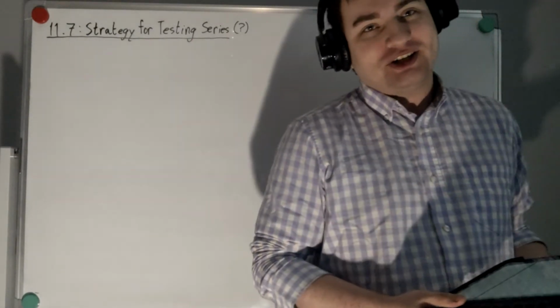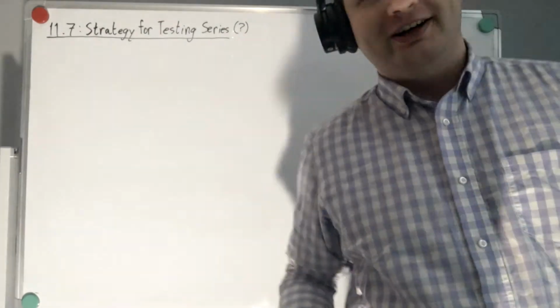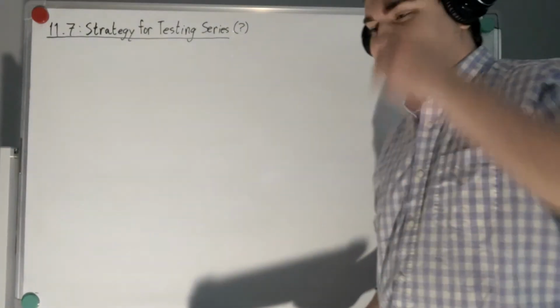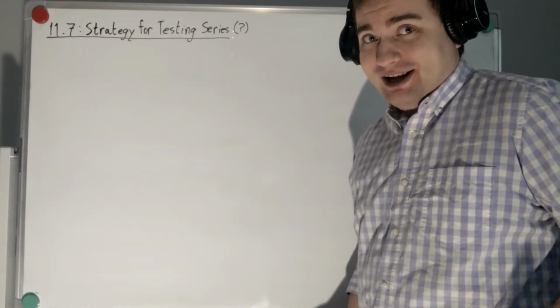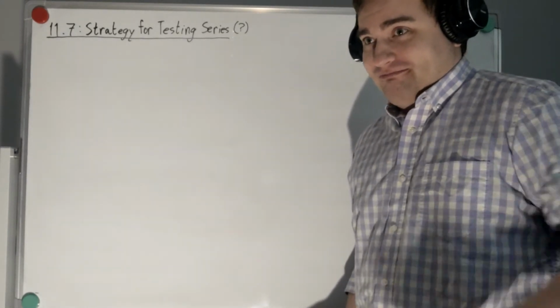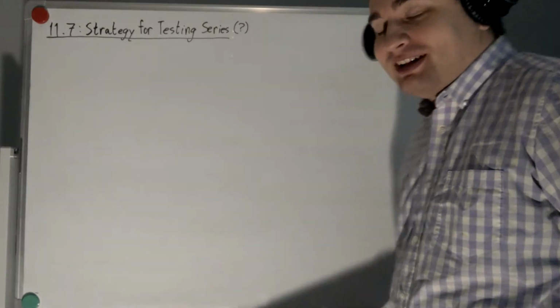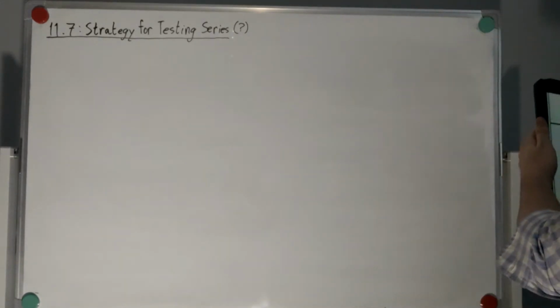If you read through the section in the book, 11.7, you're going to find that it's similar to the section called Strategy for Integration in that it doesn't really have a lot in it. It's just, yeah, good luck. So, yeah, we'll just do some examples today.